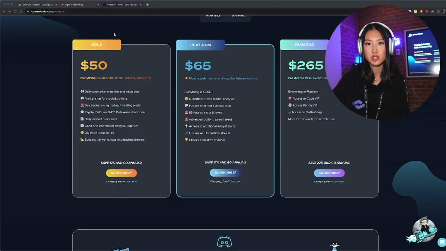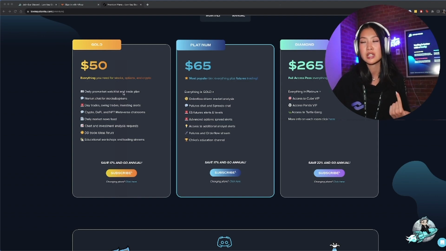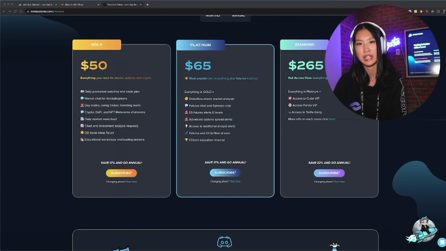So our lowest tier is gold, and it comes with everything you need for stocks, options, and crypto. So that includes daily watch lists, day trade, swing trade, investing alerts, the market chat, which is our most active channel, as well as DD trade idea, and so on. Platinum is just everything you get in gold plus futures trading, and diamond tier is a full access pass to the entire server plus the VIP rooms, which I'll go into in later videos.